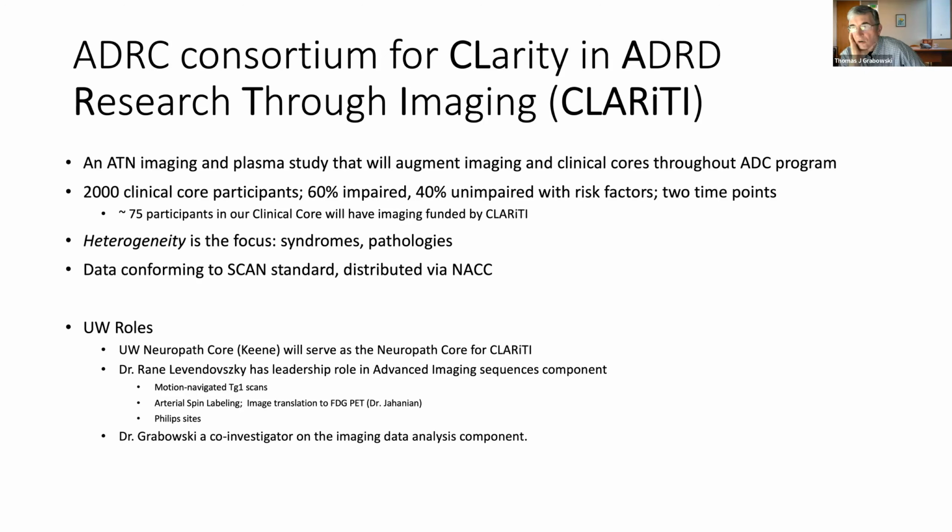And on behalf of NAC and the Centers Program, they've written this R01 that will fund ATN imaging for our clinical core and the clinical cores of all the other P30 centers in the network, to the tune of a total of 2,000 participants recruited over the next few years, which will be imaged twice. The idea is to recruit 60% impaired and 40% unimpaired. We are expecting that about 75 participants in our center will have their imaging funded by Clarity. And these data will conform to the scan standards and will be distributed via NAC and the mechanisms that I mentioned a little while ago.